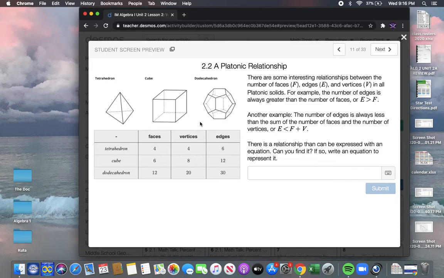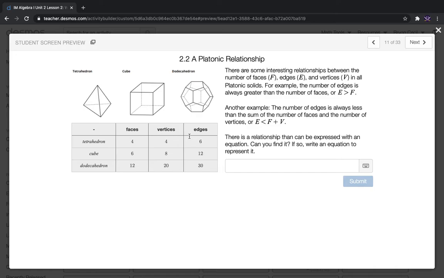There are some interesting relationships between the number of faces, edges, and vertices in all the platonic solids. For example, the number of edges is always greater than the number of faces. That's true. Another example is the number of edges is less than the sum of the number of faces and the number of vertices. So if we added the faces plus the vertices, that's always greater than the edges. And there is a relationship that can be expressed with an equation. Can you find it? If so, write the equation to represent it.